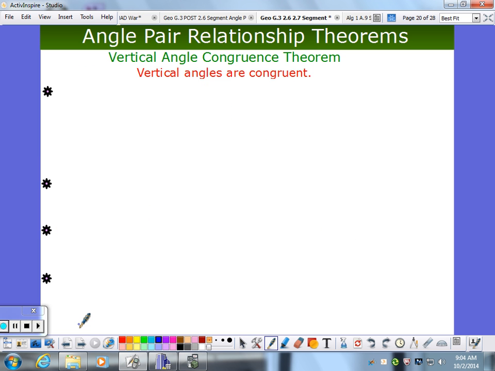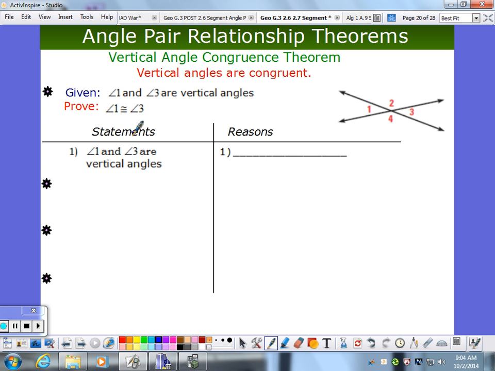And let's see, I think I got one more here to prove. Vertical angle congruence theorem. This is one that I will never say as vertical angle congruence theorem. To me, it's easier to say vertical angles are congruent. If I ever need to do that in a proof, that's what I'm going to say, because I think that's much clearer to whoever is reading the proof, and to me, it's easier to remember.